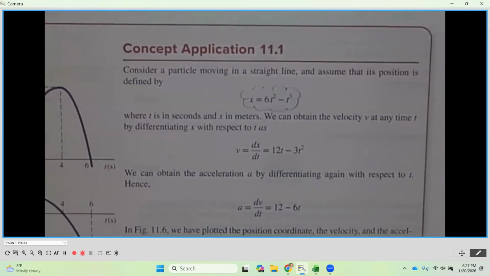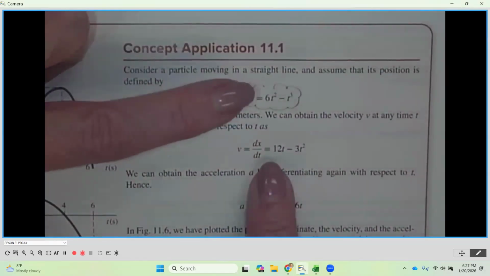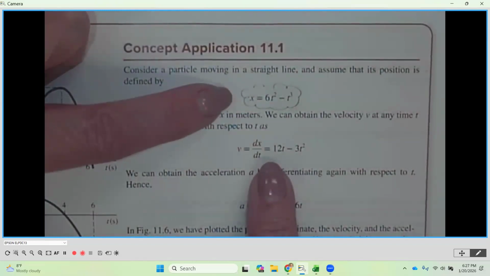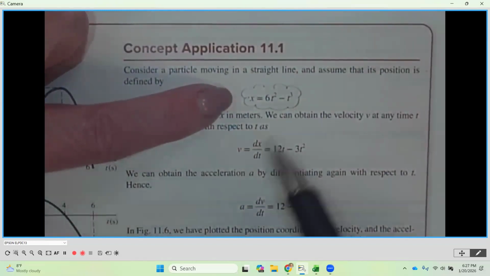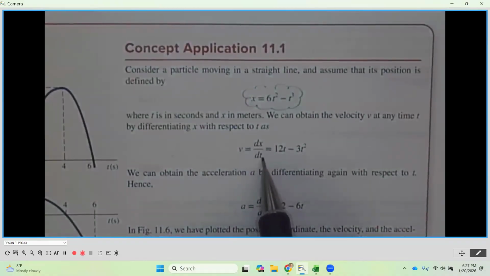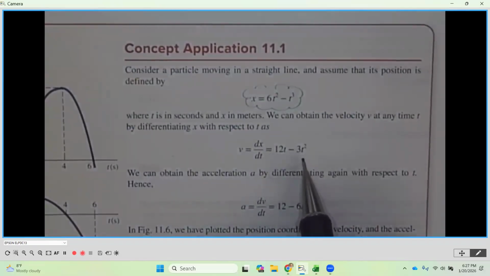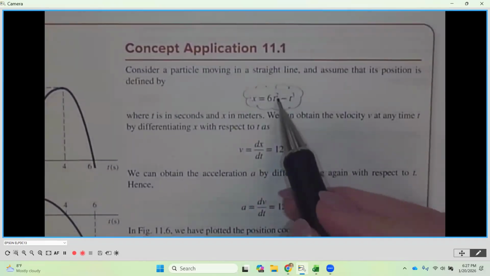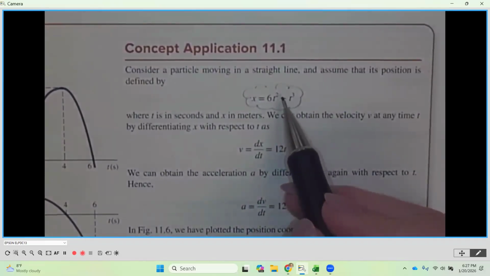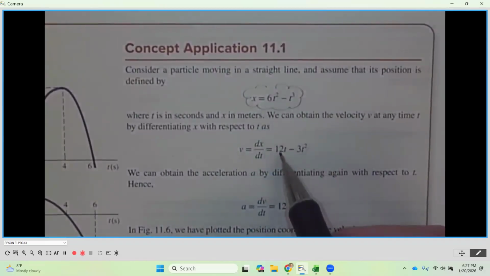To do that, as we said earlier, we would take the first derivative of that position equation. So you'll notice here that our velocity is equal to dx over dt. And then they get 12t minus 3t squared. To take that derivative, we're going to use the power rule. We're going to take 2, which is the power of the t, times 6 to get 12.